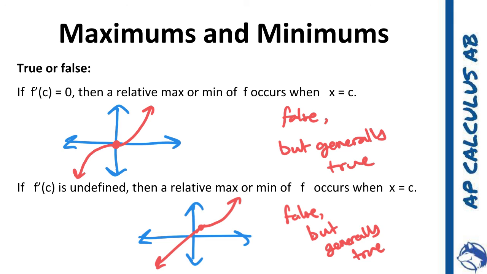So you have to be careful. These are the guidelines. These are where we're looking to see if there's relative maxes, relative mins, or absolute max and mins. And so it just depends on what's happening.